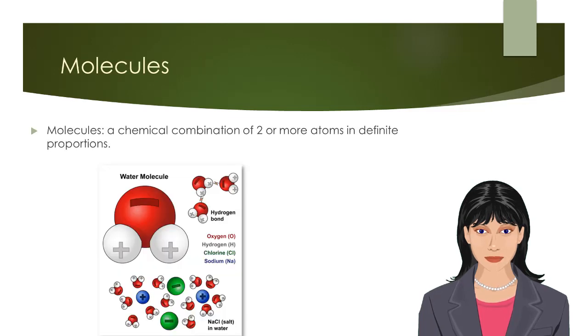A molecule is a chemical combination of 2 or more atoms in definite proportions. Meaning the same fixed proportions will always result in the same chemical compound. For example, water is made from 2 hydrogen atoms and 1 oxygen atom. As long as you always have 2 hydrogen and 1 oxygen atoms, you will always have water. When you change those proportions, you change the chemical.